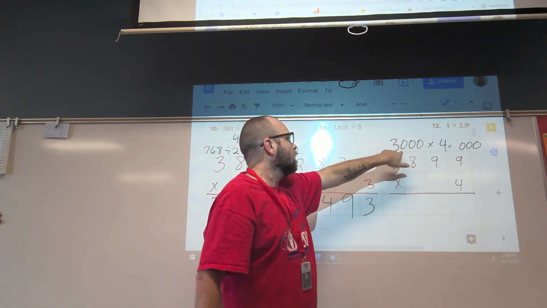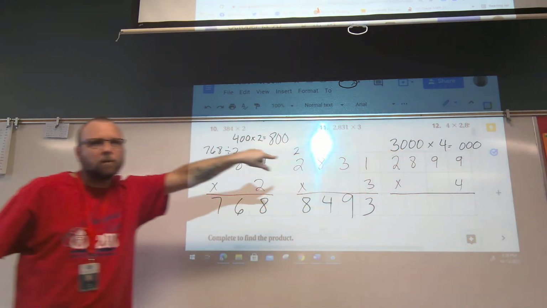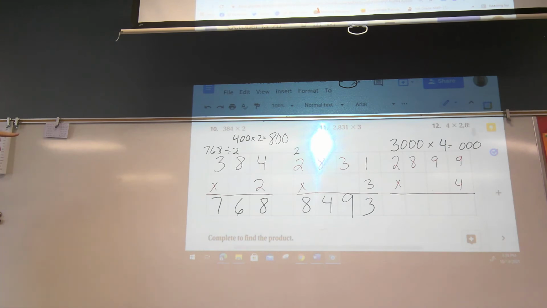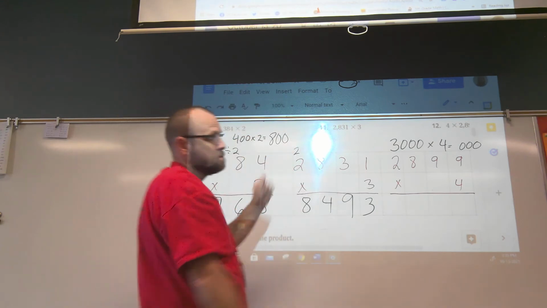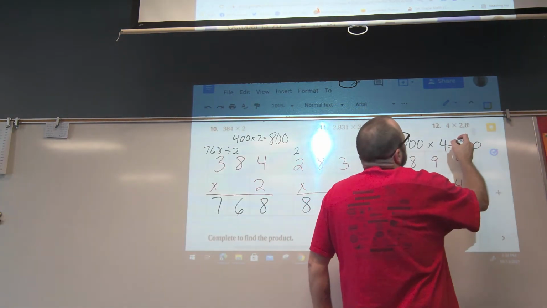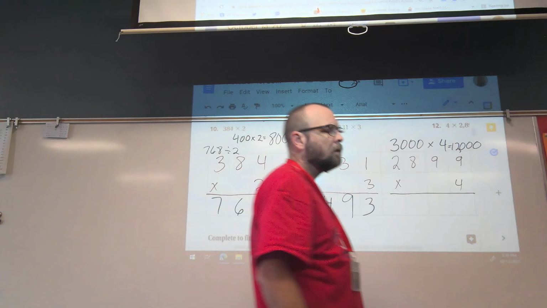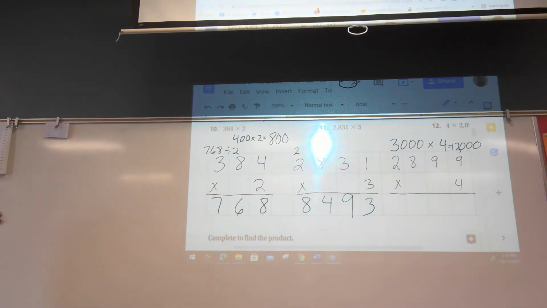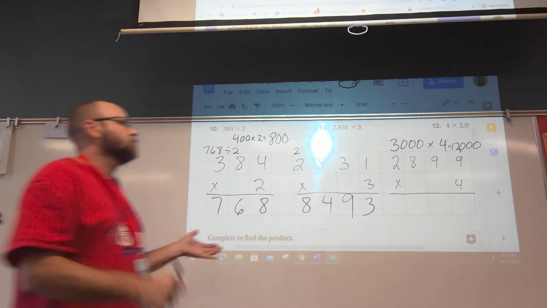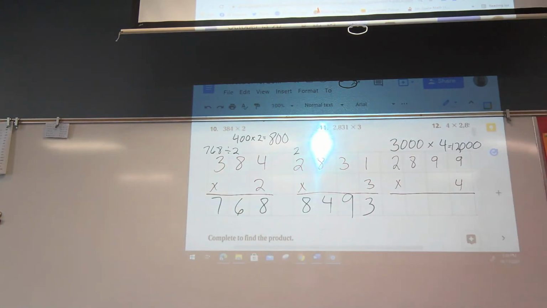Since I'm starting to multiply in the thousands place, because the 3 is in the thousands place, that's where the first number I actually have to put down is. So Andrea, 4 times 3 is? 12. So I'll have the number 12,000 as my estimate. Now, Brenly, is my estimate going to be less than or greater than my actual product? Greater than.